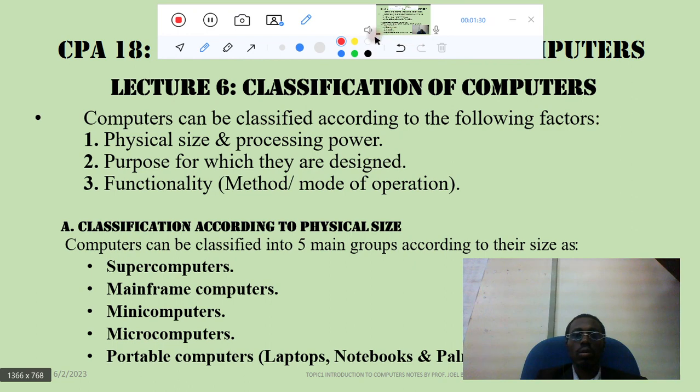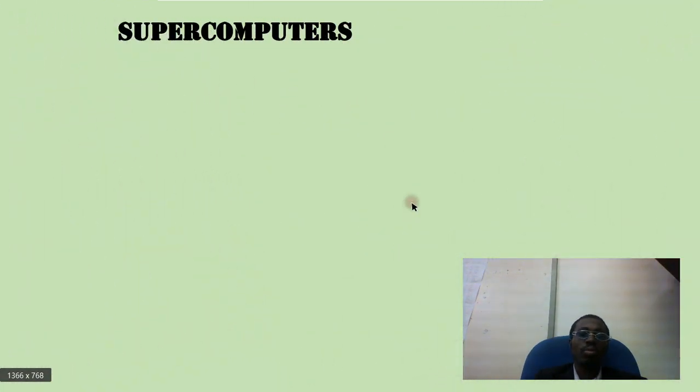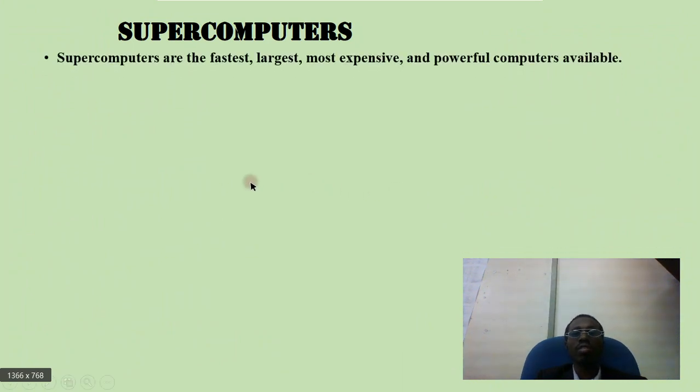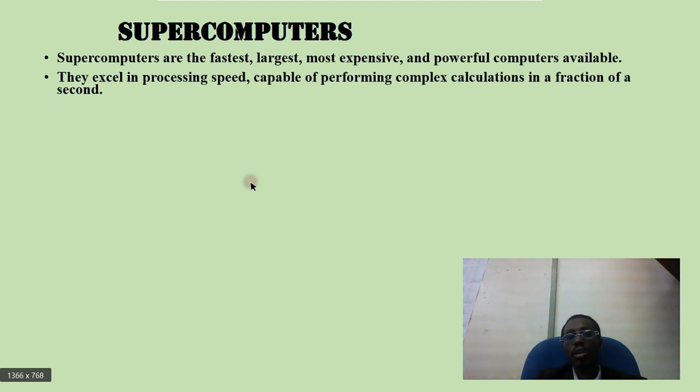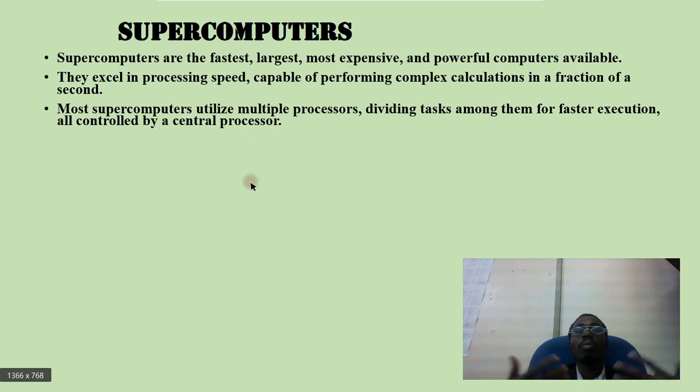Now, what are these supercomputers? Supercomputers are the fastest, largest, most expensive, and powerful computers available. They excel in processing speed, capable of performing complex calculations in a fraction of a second. Most supercomputers utilize multiple processors, dividing these tasks among them for faster execution, all controlled by a central processor, which we say is a CPU.